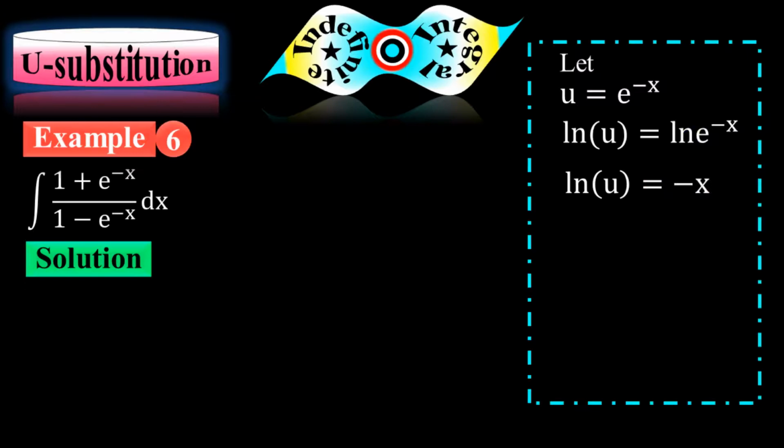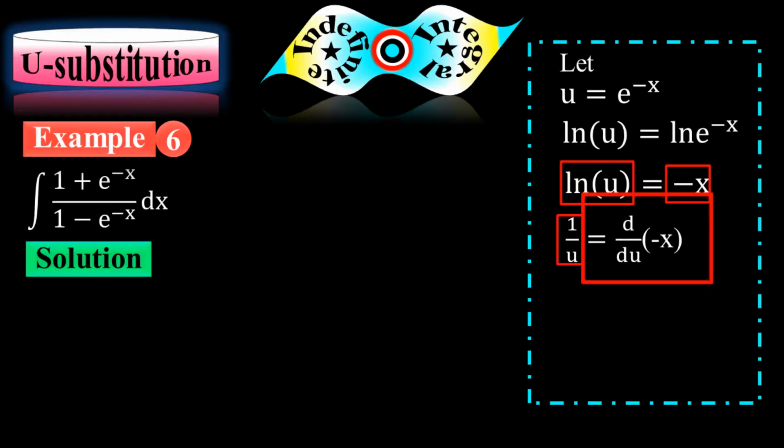Differentiate both sides with respect to u. For the left side, we don't have any issue, we have the u variable. But for the right side, we have x, there is no u variable. The derivative of natural log u is 1 over u. And the derivative of minus x with respect to u is d over du times minus x. You just simply put the symbol of the derivative, which is d over du times minus x.